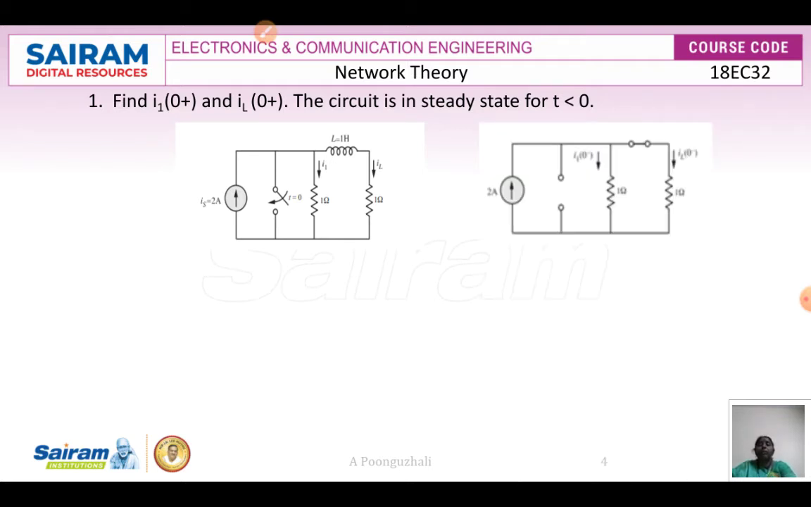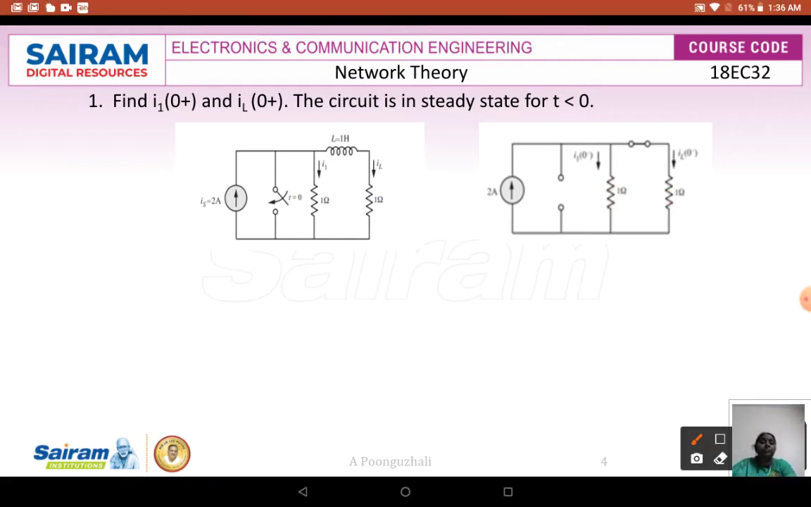What the problem asks is I1 of 0 plus and IL of 0 plus. To find them, first we find IL of 0 minus. We can find it using the current divider rule: total current times the opposite resistance divided by the total resistance. So IL of 0 minus, the initial current flowing through this inductance, is 1 times 2 divided by 2, which is 1 ampere.